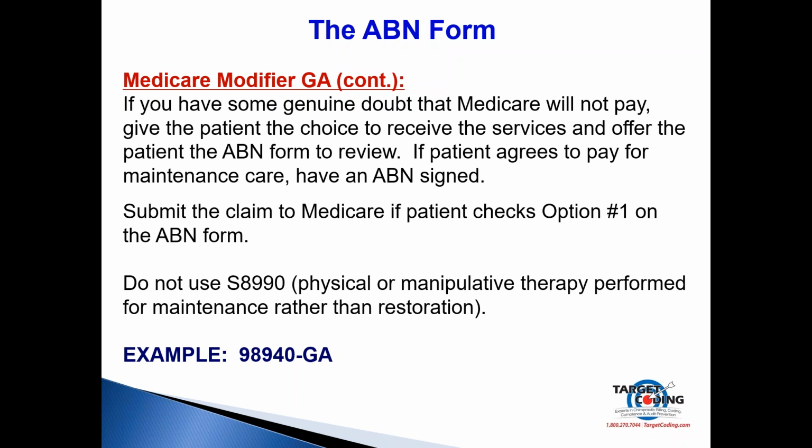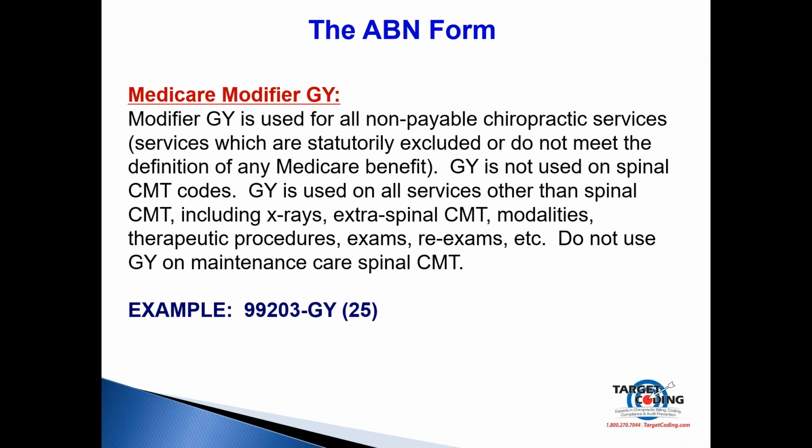Those are codes that begin with a letter. I've had a few of my clients be guinea pigs and send in the S8990. It always comes back. Patient may not be billed. Provider liability. So I don't recommend you use S8990 to bill Medicare for maintenance care. You would use 98940 GA or 41 GA or 42 GA.